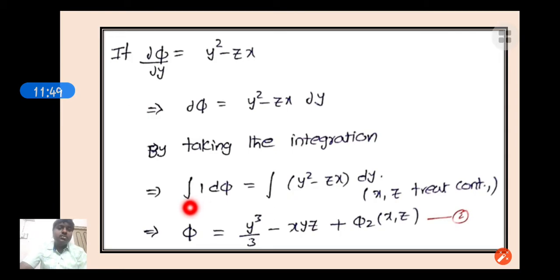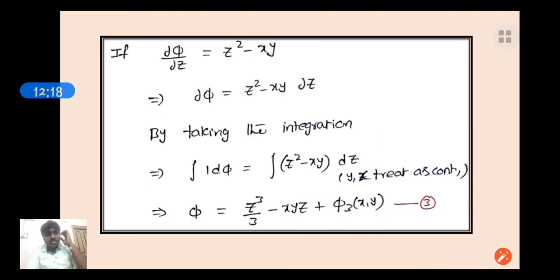Now integration of 1 d phi is phi is equal to the integration of y square, it is y cube by 3 minus the integration of zx. Zx are constants, only 1 is there, the integration of 1 is y. So I am writing minus xyz, plus I have to write a constant here. Why? Because xz are treated as constants, the constant will be written in the form of phi 2 of xz. It is a constant here. It will be taken as equation number 2.